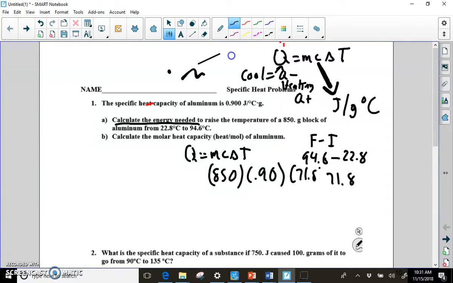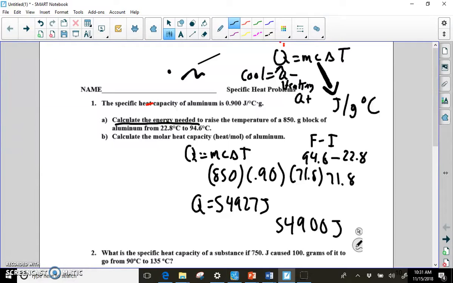And this is really easy, because we're just multiplying them together. And we find that Q equals 54,927 joules. And with sig figs, we have 3, so that's 54,900 joules. To save time, because this is easy, to find the molar heat capacity, you just take the heat that you have here, divide by the molar mass to convert this to moles, and then take the moles and divide that into there. But to save time, we're going to come back to that later as well.